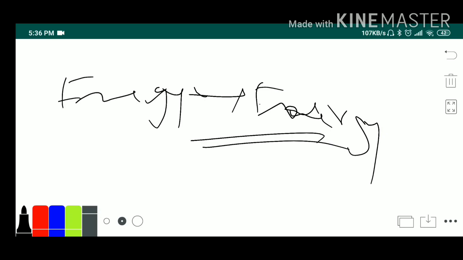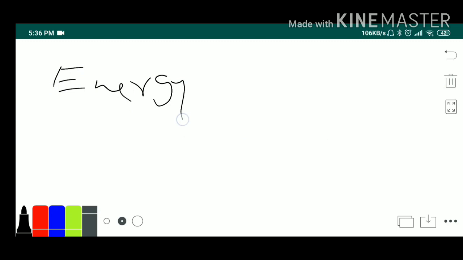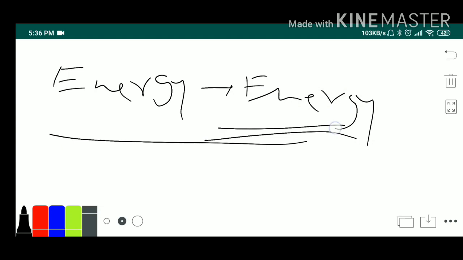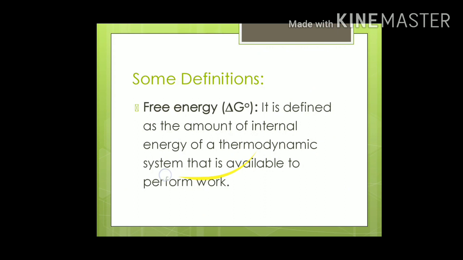So one energy is giving another form of energy. This energy is being converted here. The maximum energy which is available inside is called free energy. As per books, it is defined as the amount of internal energy of a thermodynamic system, and here we are taking the zinc sulfate solution as the example, that is available to perform work. Energy available to perform the work is free energy.